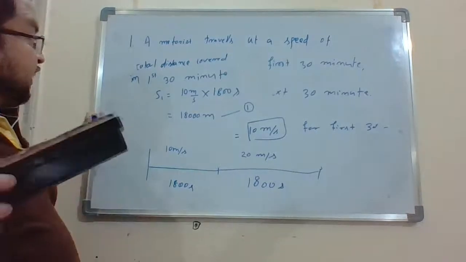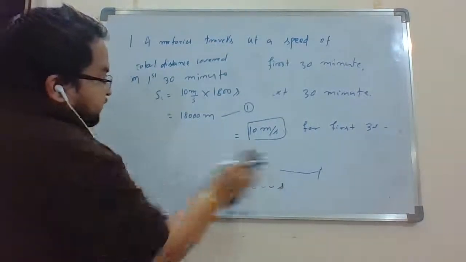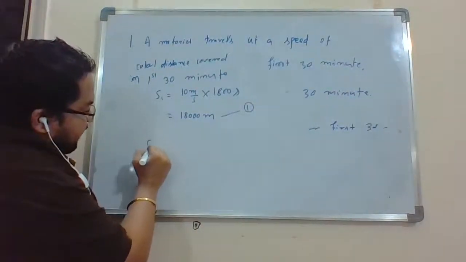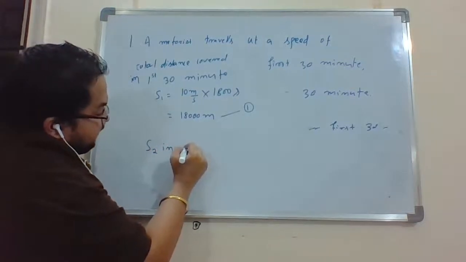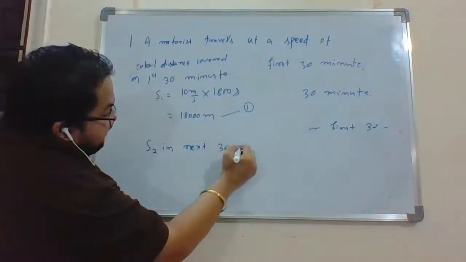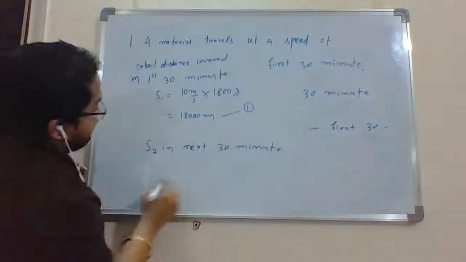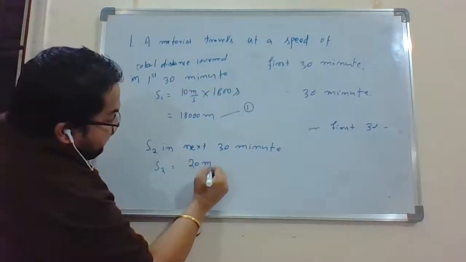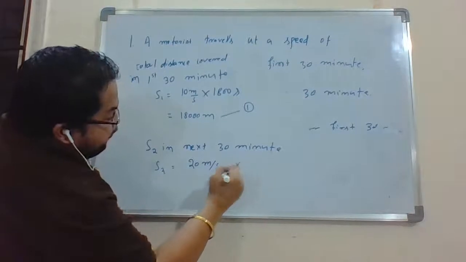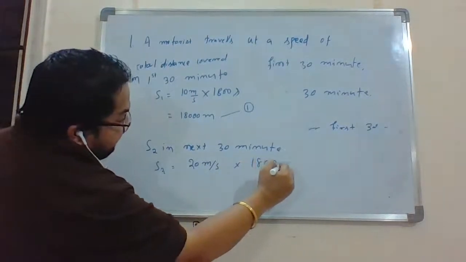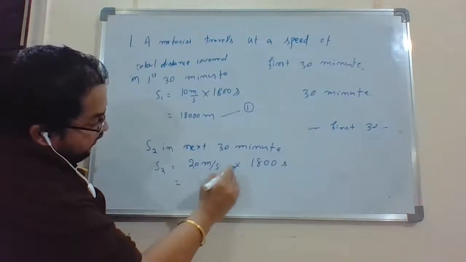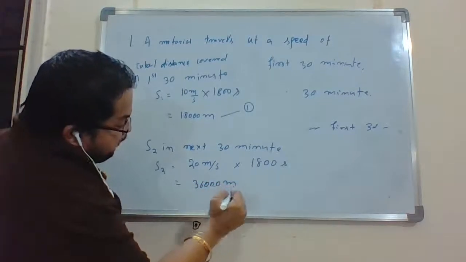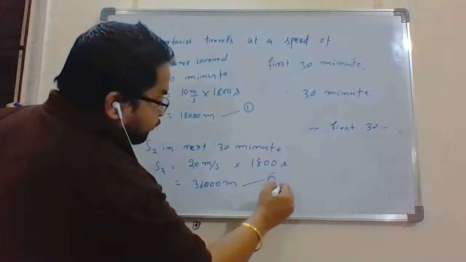Similarly, let us find out the distance covered in the next 30 minutes. So the distance covered S2 in the next 30 minutes would be S2 equals, what was the speed? Speed was 20 meters per second into the same time, 1800 seconds. So it will be nothing but 18 into 2, 36,000 meters. Okay, this is 2, right?